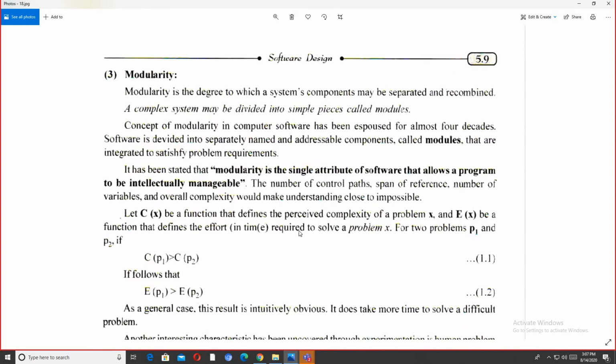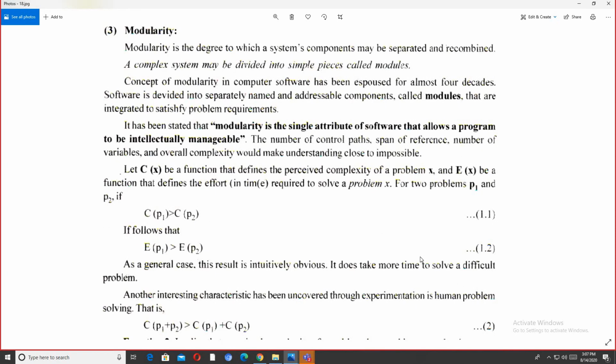Now let us talk about modularity. What is modularity? In detail, it is the degree to which a system's components may be separated and recombined. We have talked about modules. What we are doing is further dividing a big problem into a smaller number of problems, and then moving ahead so that a particular sense of symmetry may be obtained, and the modules which are created may be worked upon separately, so that the whole problem can be divided into different tasks in small pieces and further worked upon. So a complex system may be divided into simple pieces called modules.